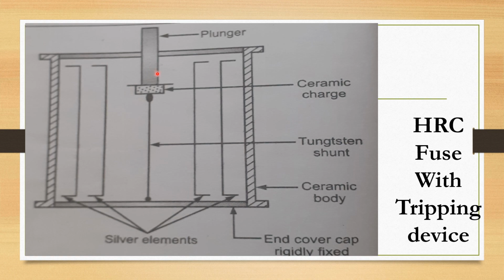So if any fuse connected in a three-phase system has its element break, then the circuit breaker will get tripped by this plunger, and because of that you will get complete protection of the system from single phasing. So such type of protection can be provided with HRC fuse with tripping device.